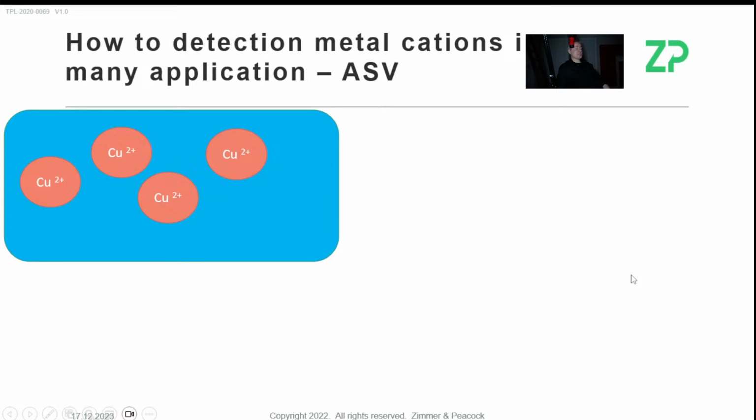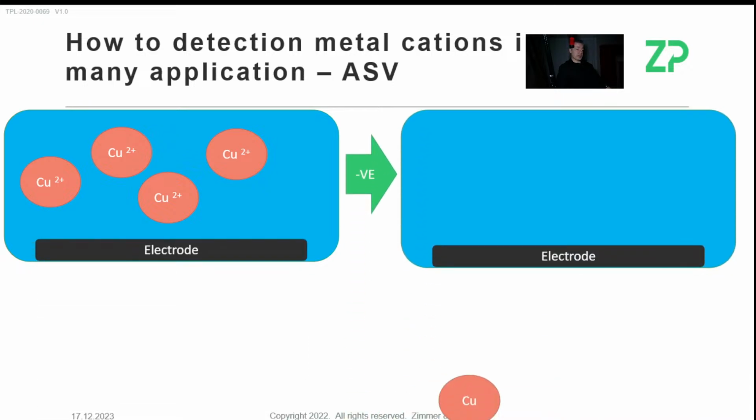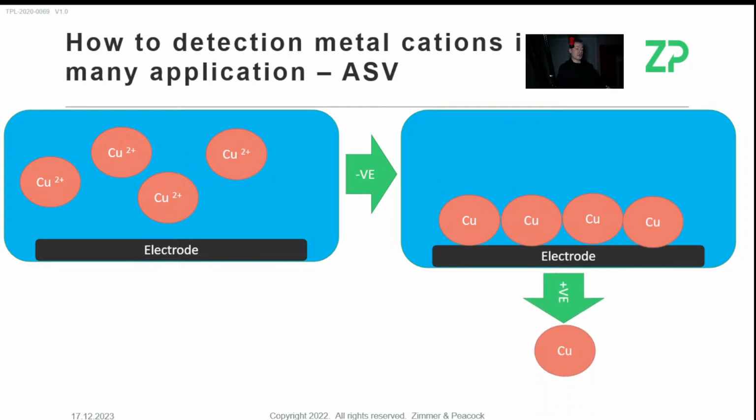This is just a side note, really, about anodic stripping voltammetry. What's happening in anodic stripping voltammetry is they have some copper, they apply a negative potential, and they deposit the copper onto the electrode. Then they strip the copper back off again. That works quite well when you've got a simple 2-step process: one step you deposit, and another step you oxidize.